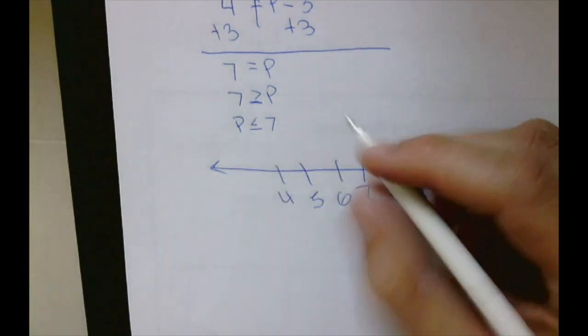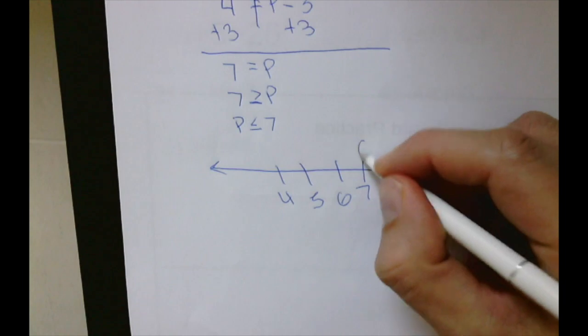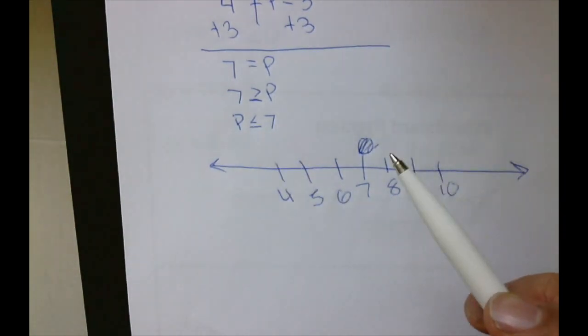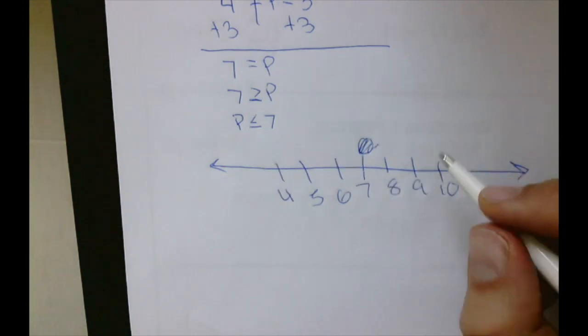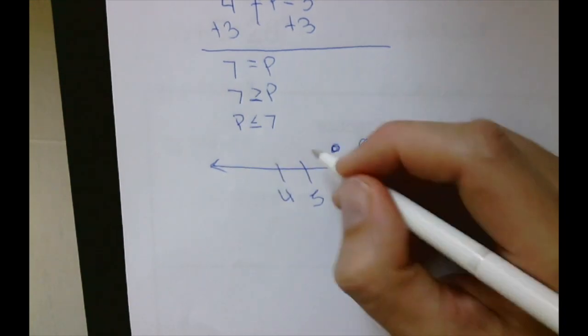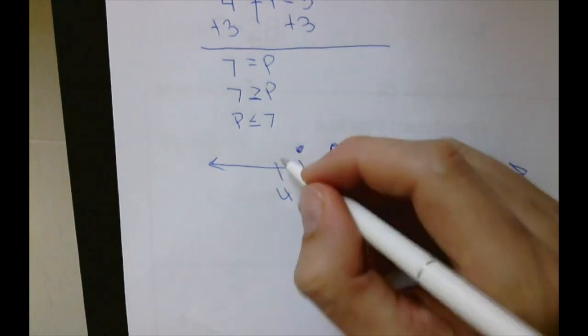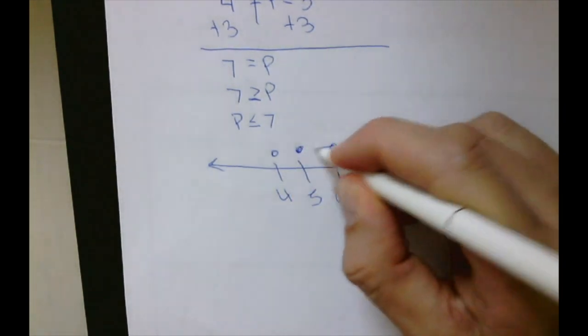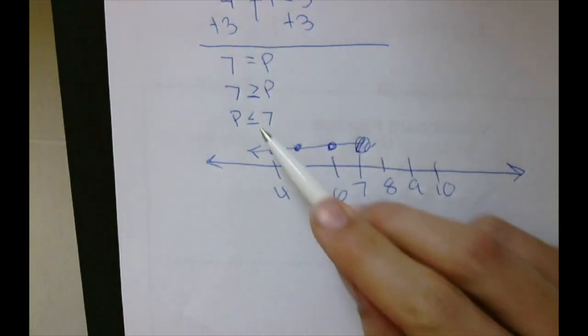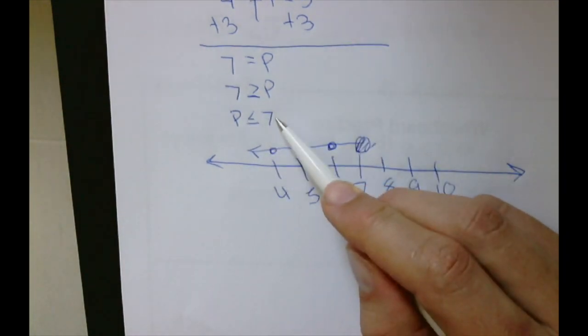I'll draw a closed circle on 7, and I'll think about what solutions can go in for p, where p is less than or equal to 7. So 6 is less than or equal to 7, 5 is less than or equal to 7, and so is 4. And there we go. So once again, our solution is p is less than or equal to 7.